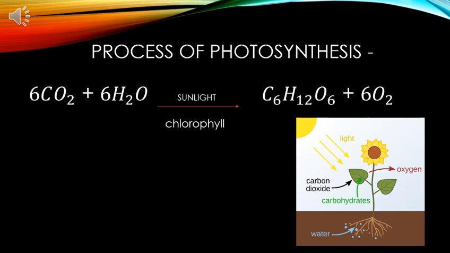Now, what is the use of stomata here? Stomata are some small holes present on the underside of the leaf. These help in the gaseous exchange. These are holes which allow CO2 to enter and O2 to exit out of the leaves.